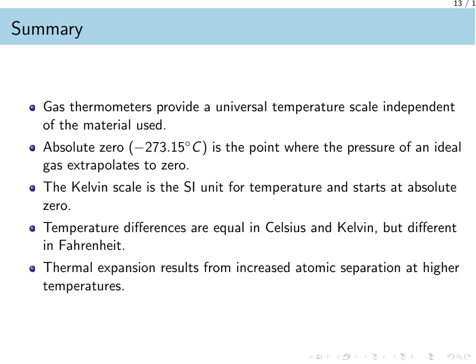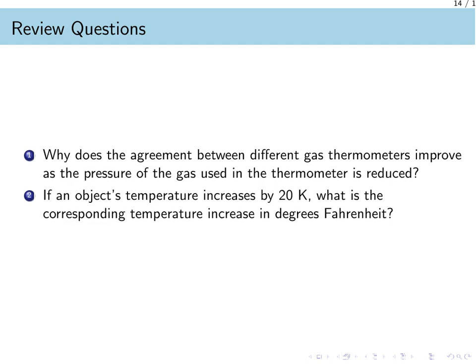The Kelvin scale is the standard SI unit starting from this 0 point. While temperature differences are the same in Celsius and Kelvin, they differ in Fahrenheit. Finally, we learned that thermal expansion is a physical consequence of atoms moving further apart as they vibrate more intensely at higher temperatures. We conclude with 2 review questions to test your understanding.